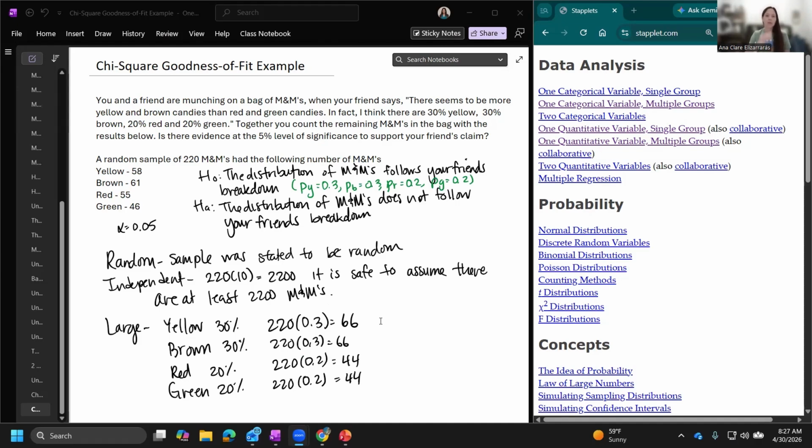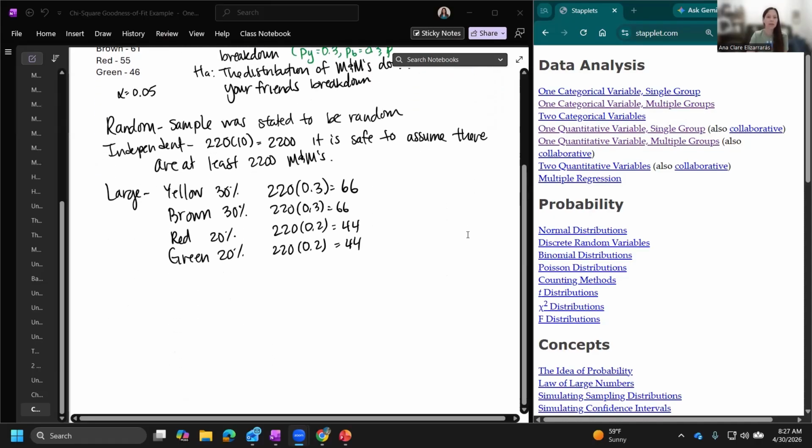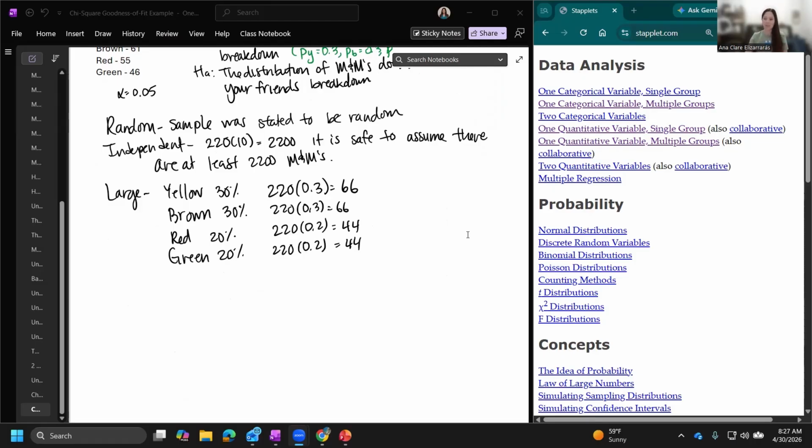Okay, so our conditions have been met. We are safe to go ahead and perform the calculations. You can go straight into Statlet and enter this information, but at this point, let's calculate the chi-square statistic by hand just to show that we can do it. So chi-squared is going to be found by summing every observed minus the expected count squared over the expected.